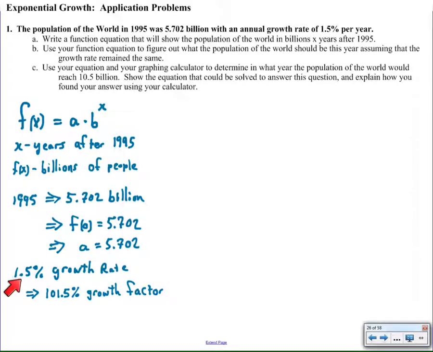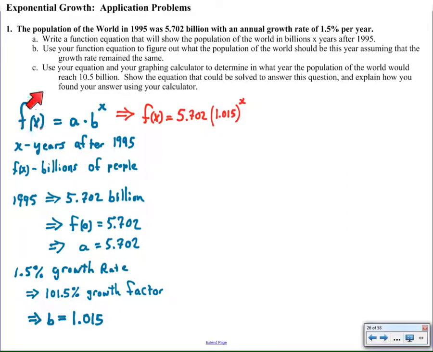The growth rate is 1.5%, but that means the growth factor is 101.5% because we're going to keep 100% of the world's population and an additional 1.5%. Converting that percentage to a decimal gives us our b value, which is also a growth factor in decimal form, 1.015. So be careful about where you put the zeros and the decimals, because a slight change on the left or right is going to have a dramatic impact on the world population. So I have my equation, f of x equals 5.702 times 1.015 to the x power.